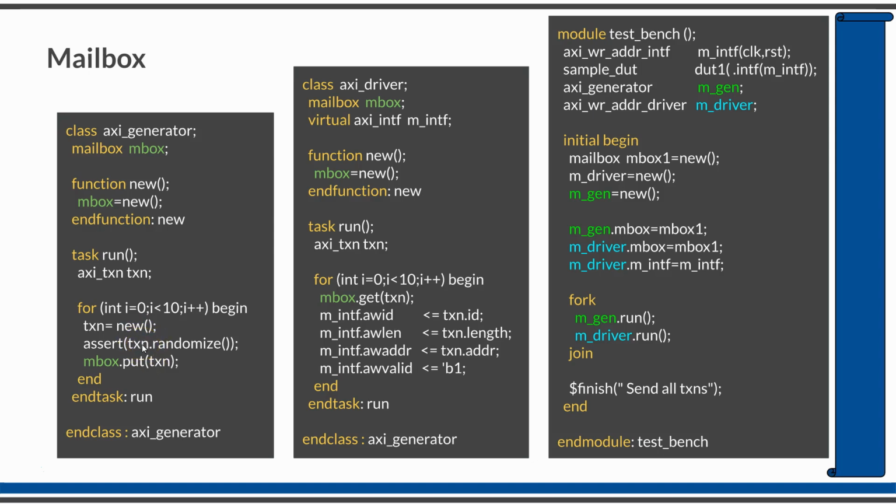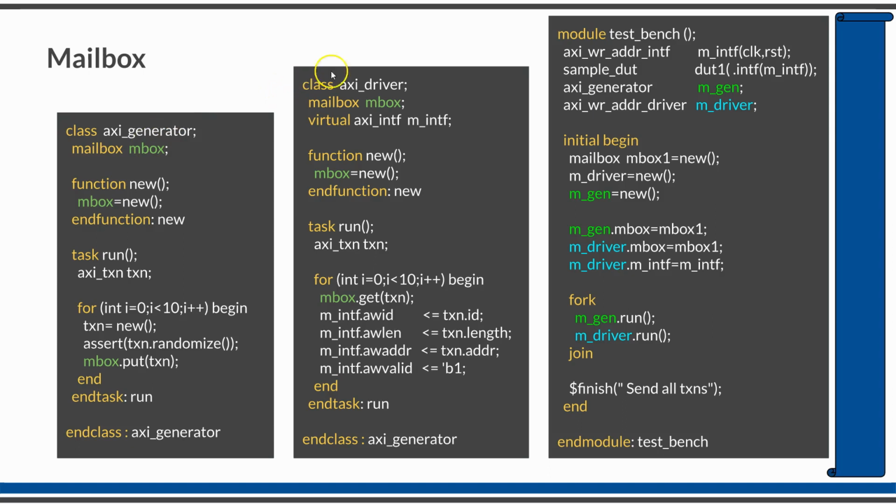Then the next job is to send this transaction to somebody, whoever is consuming it. At this point, when this class is written, it doesn't know who is going to consume this transaction. So what it is doing is putting the transaction into this mailbox. Therefore, any consumer who is connected to this mailbox can take the transaction and consume it. So in the generator class, it is just putting the transaction into a mailbox named mbox, which is a member variable of this class itself.